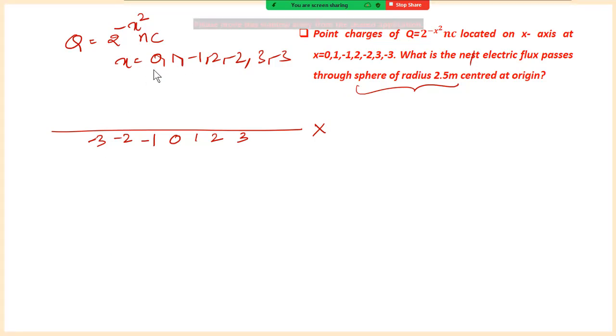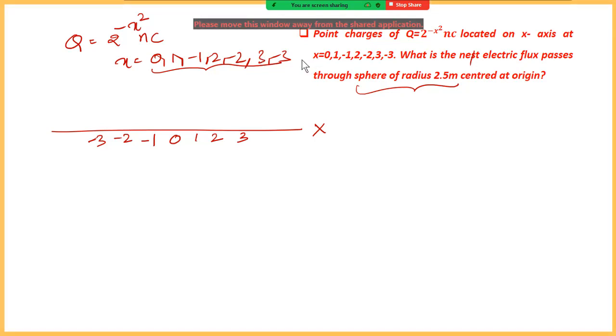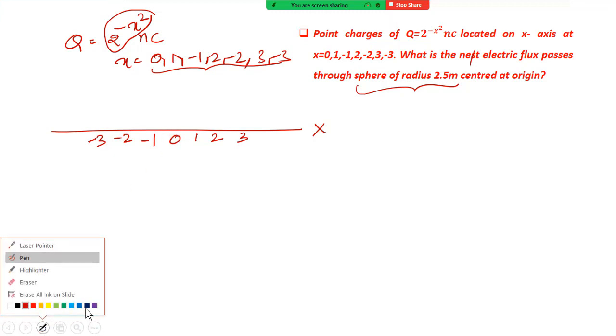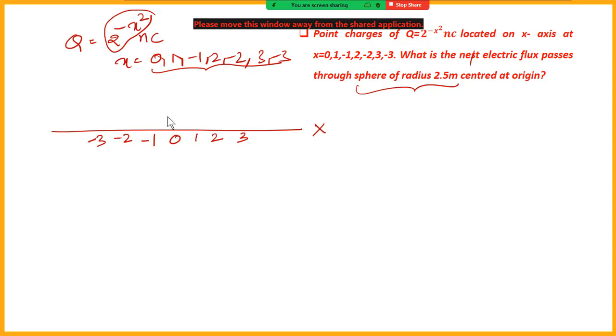So how many positions are there here? 1, 2, 3. So 7 positions are there. At each position one charge is available. That charge value is given by this equation. When you substitute x is equal to 0, 2 power 0 is 1. That means at x is equal to 0, we have the charge value that is 1 nanocoulomb.